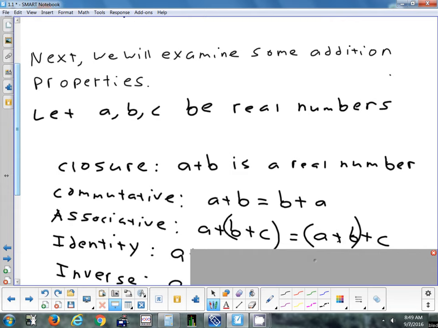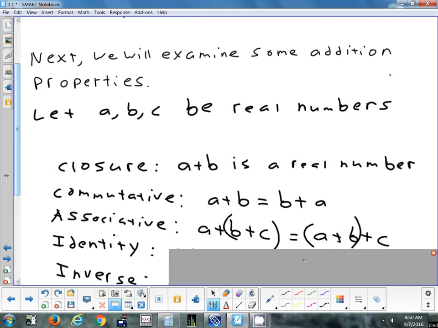Associative, okay, that means you can change the grouping, or the order you do things in, and still get the same answer. So if you add three numbers, it doesn't matter if you add the last two and then add the first one onto it, or add the first two and then add the last one.